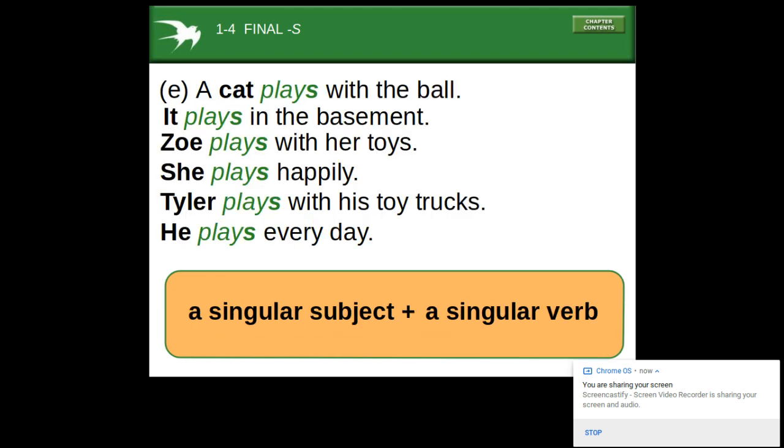A cat plays with the ball. It plays in the basement. Zoe plays with her toys. She plays happily. There's an adverb, by the way, right? How does she play? Happily. Tyler plays with his toy trucks. He plays every day.